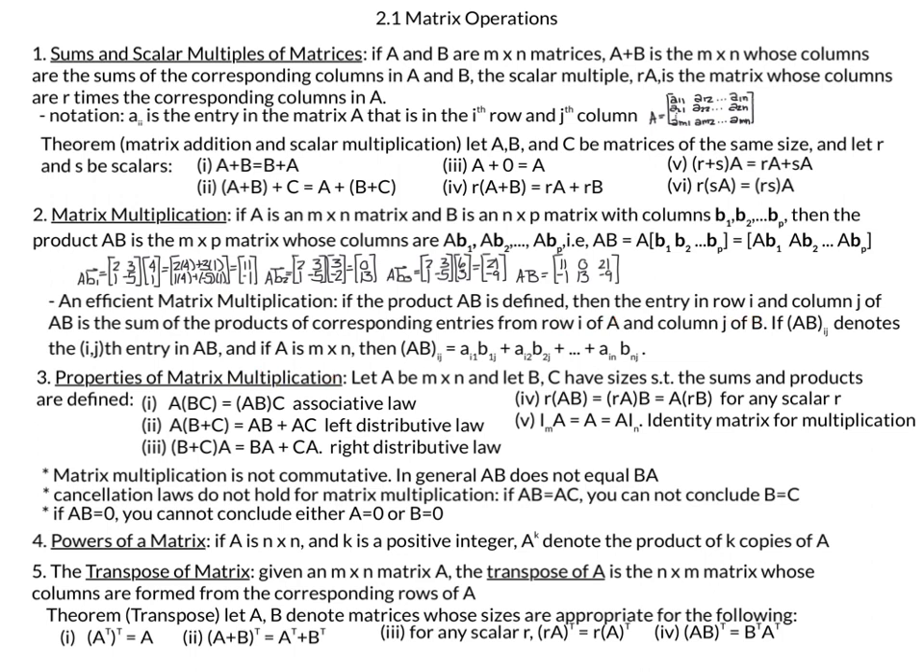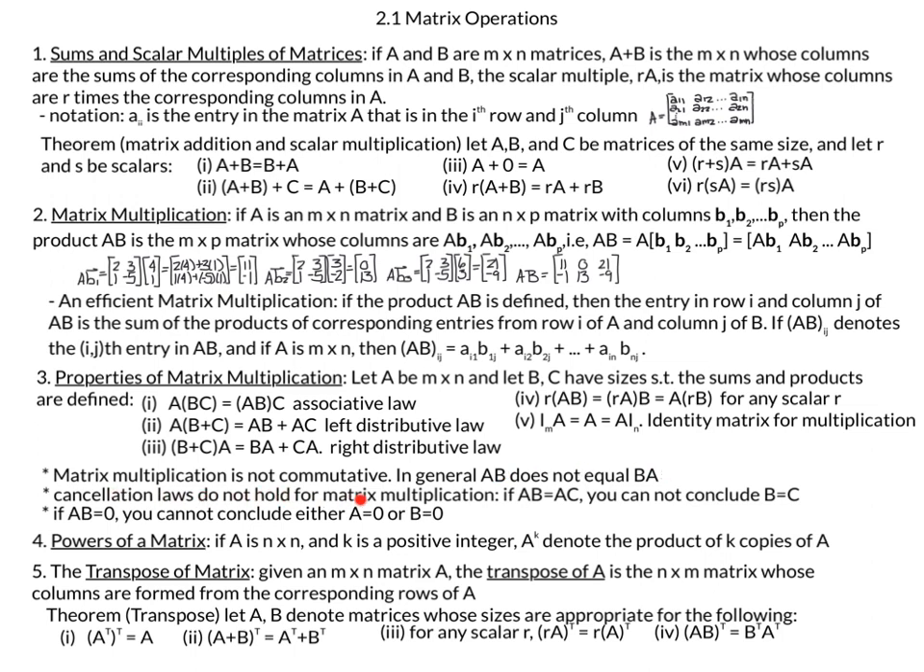Then we looked at properties of matrix multiplication. We had the associative law, we had the left and right distributive laws, we had this rule for scalars, R times AB is RA times B, which is equal to A times RB. And then we had this identity matrix for multiplication. We also, just as important, had three properties that matrix multiplication does not follow. One, matrix multiplication is not commutative. In general, AB does not equal BA.